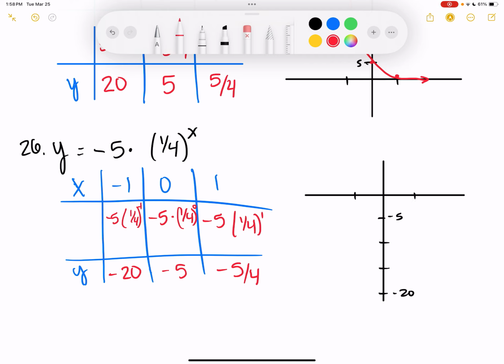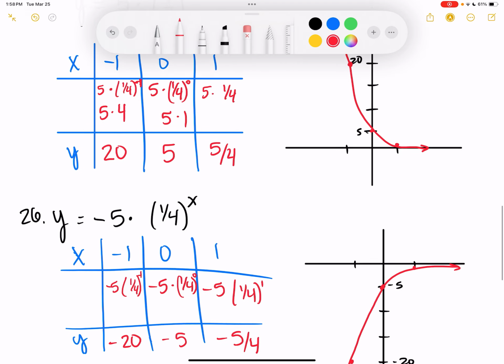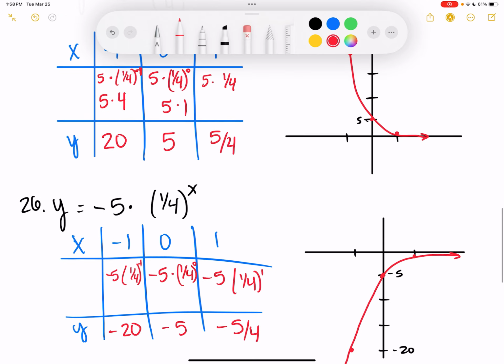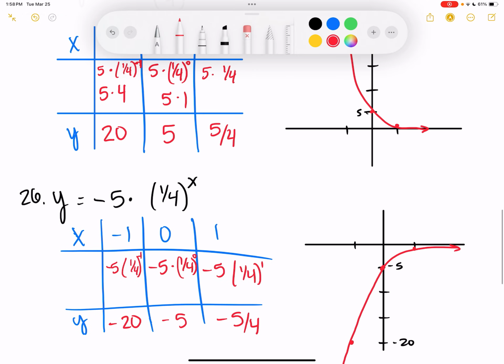So at -1, I'm down at -20. At 0, I'm at -5. And at 1, I'm at -5/4. So this one is like it's going up. So if you look, I should have drawn them a little bit closer. But these are mirror images of each other. Okay? Just flipped upside down. Mirrored upside down, not sideways like a normal mirror.